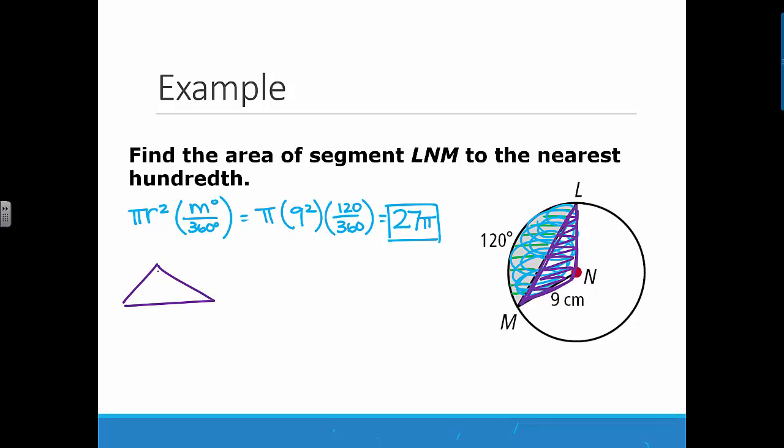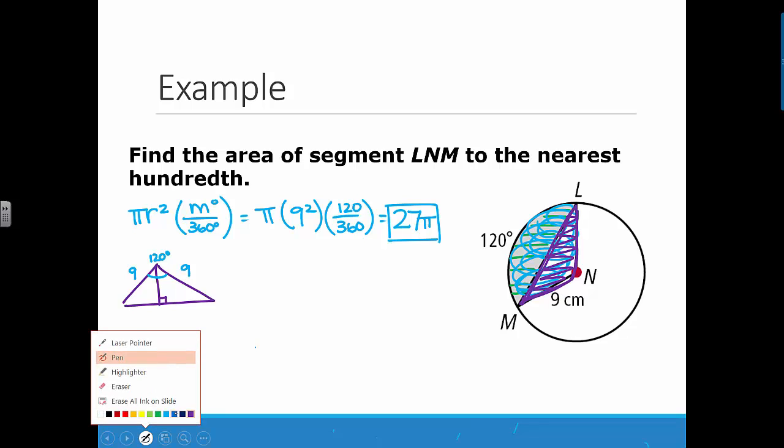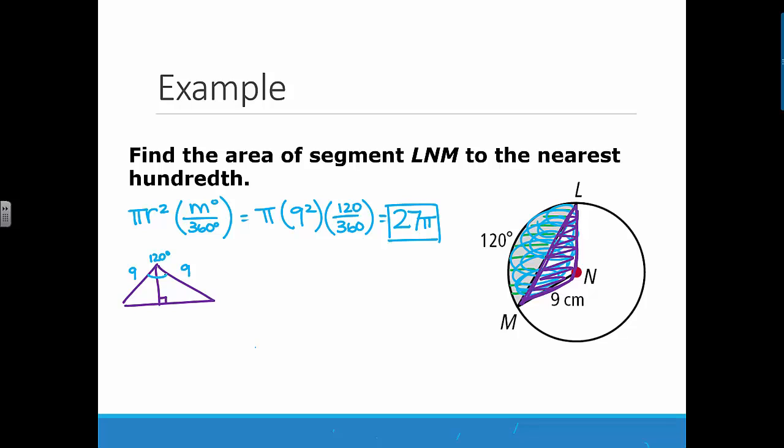Remember, to find the area of the triangle, we need a base and a height. The two pieces of information they tell us is because both of these are radii, they're 9, and they give us the degree. This whole thing is 120 degrees. So what we're going to do is use some trig. If this whole thing's 120, that means this right here is 60. And we got to find this length, and we got to find this length. And then we'll double it to find this total over here.